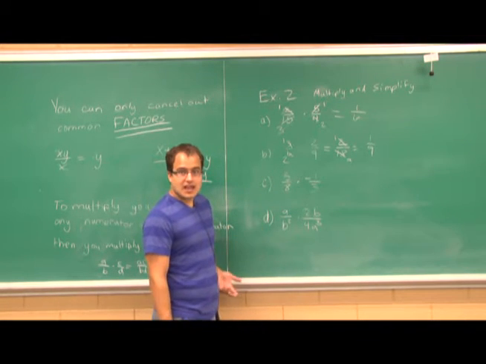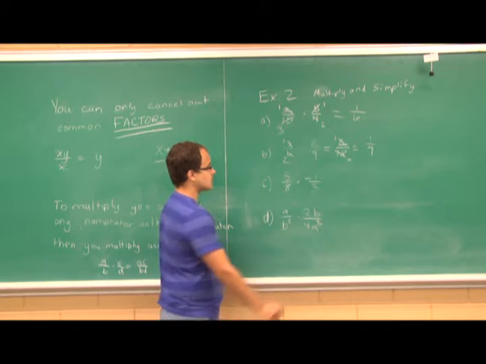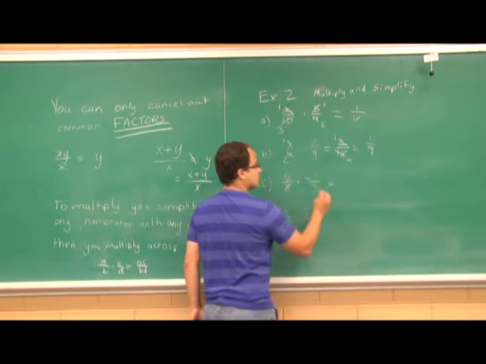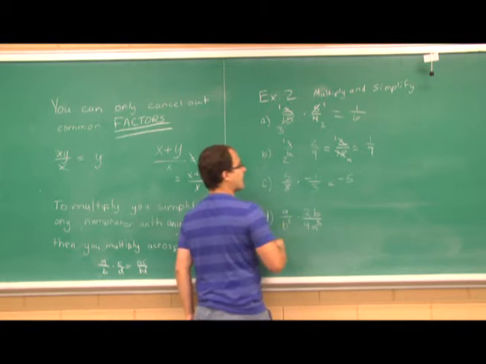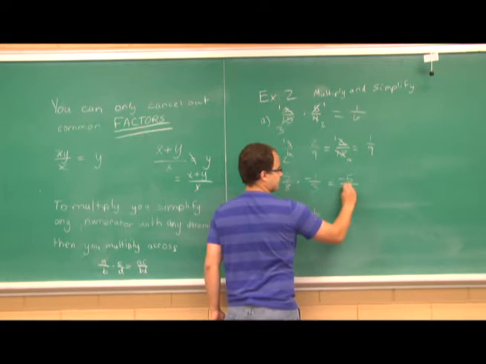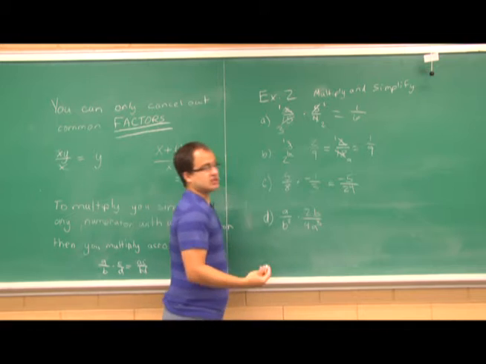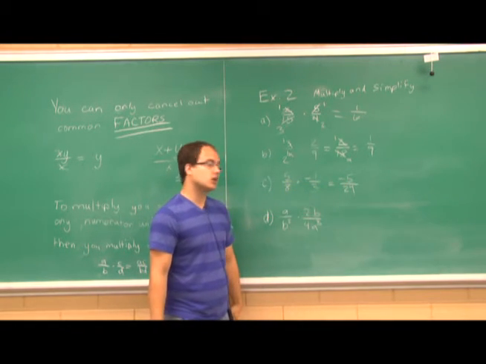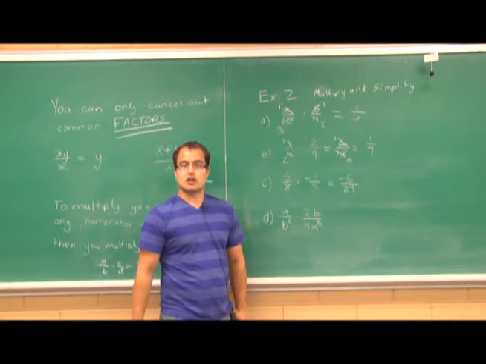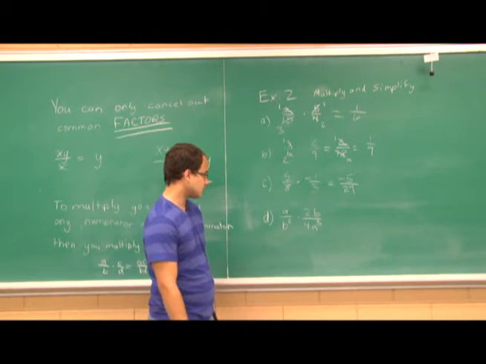Now 5/8 times negative 1/3. I do not see anything cancel out, so I'm going to multiply across. 5 times negative 1. Remember, a positive times a negative is a negative, so negative 5. Then 8 times 3 is 24. Just to double check, are there any common factors between 5 and 24? No. So there is our final answer.